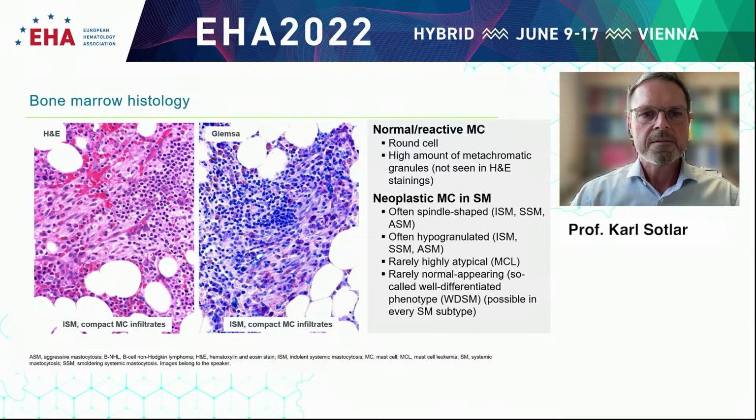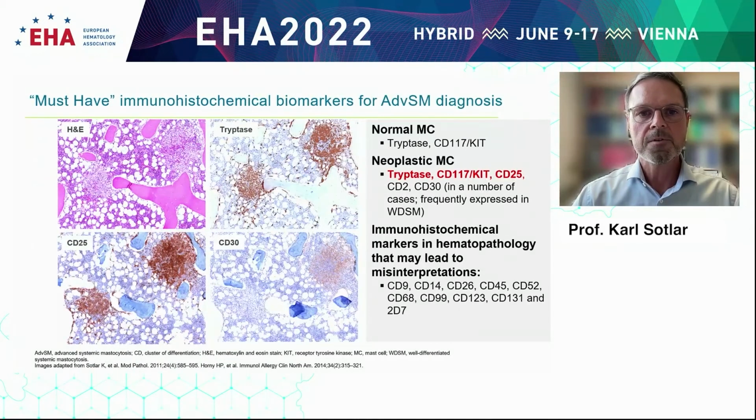Please keep in mind that the metachromatic granules cannot be detected in an H&E stain. So at least you need to stain for Giemsa to count mast cells. Counting mast cells, of course, is much easier when using appropriate immunohistochemical stains.